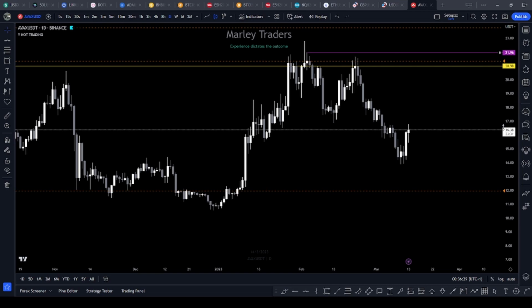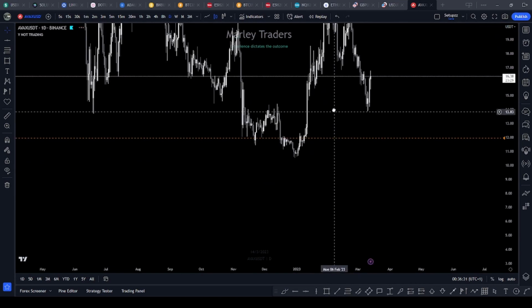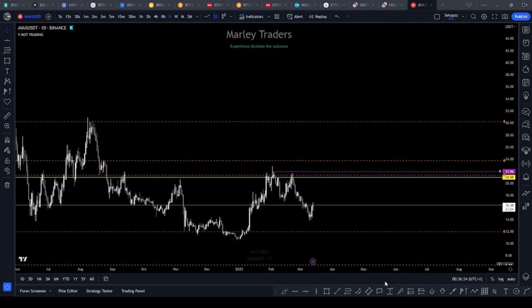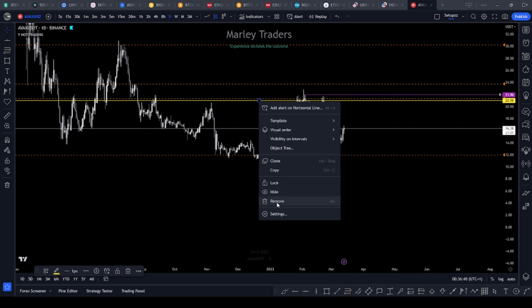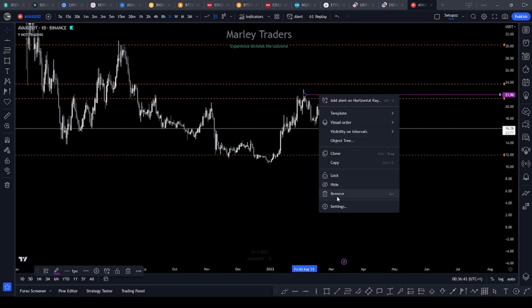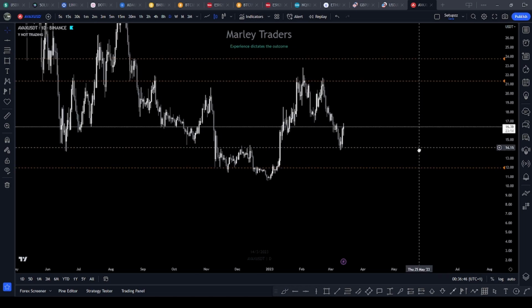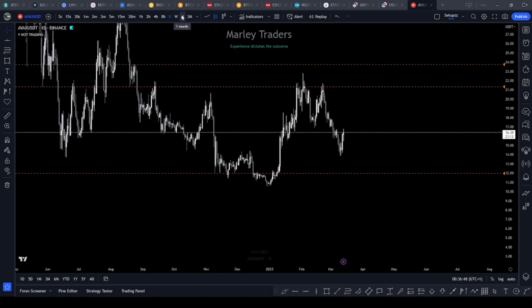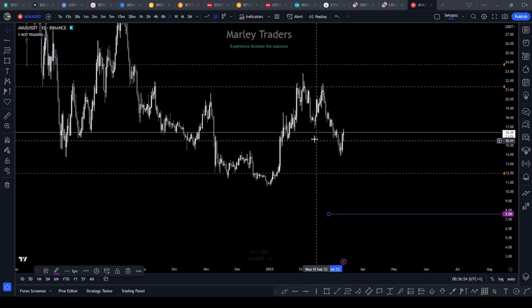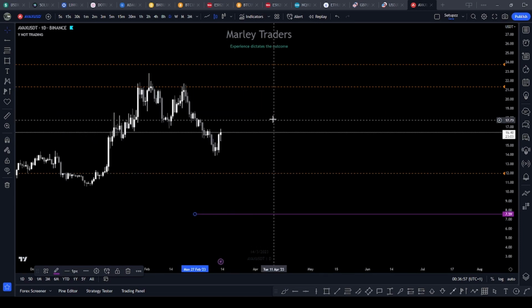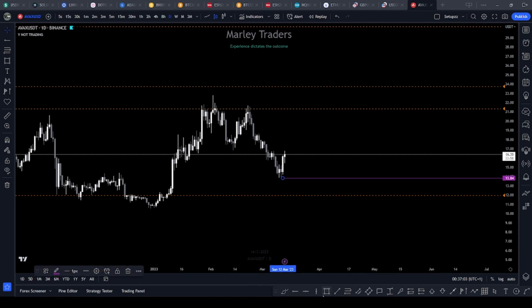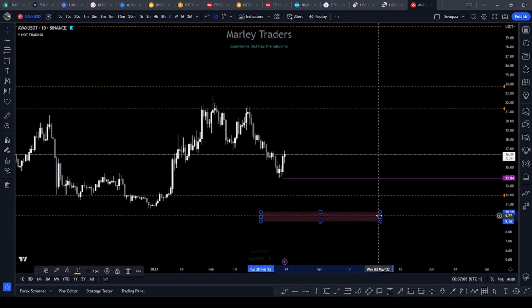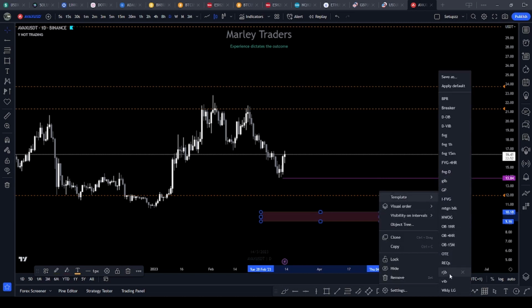Now, what more do we have? Okay, first let me move these levels. So now what have we learned so far? We've learned how to take the monthly, weekly, daily, and 4-hour levels using horizontal rays. We've also learned how to box this level to become even more important using a rejection block or rejection box, however you want to call it.